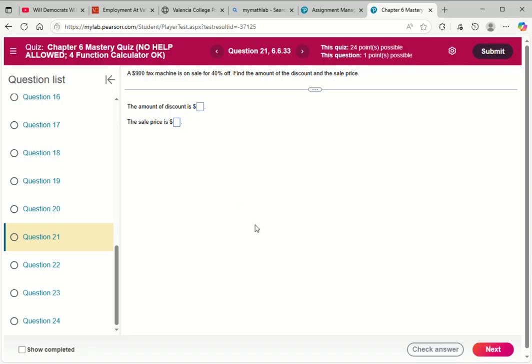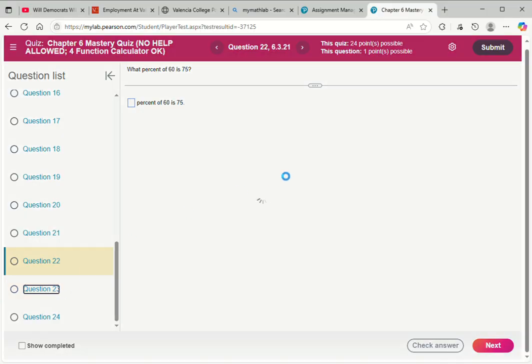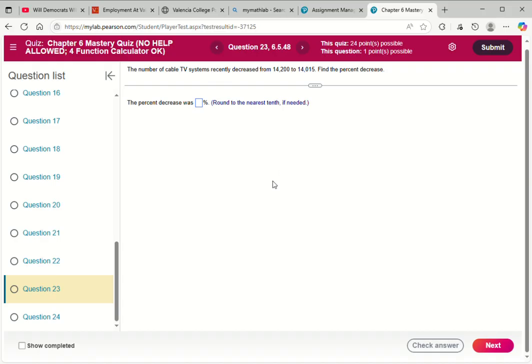Question 21, a $900 fax machine is on sale for 40% off. Find the amount of the discount and the sale price. Question number 22, what percent of 60 is 75? Question number 23. The number of cable TV systems recently decreased from 14,200 to 14,015. Find the percent decrease.